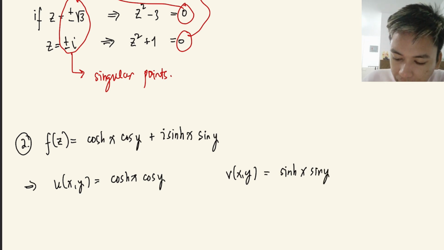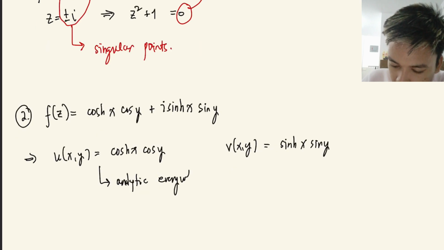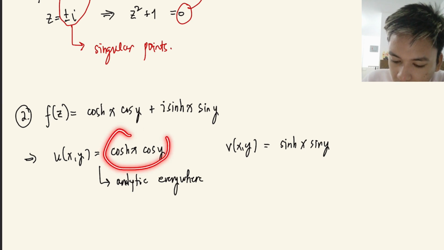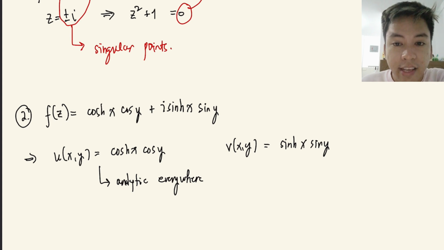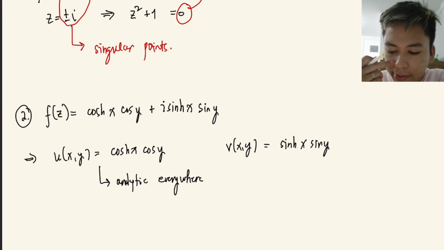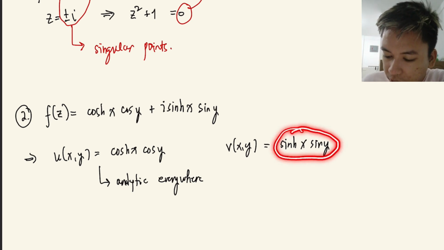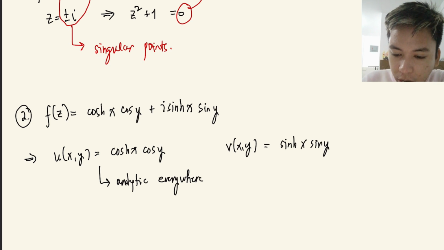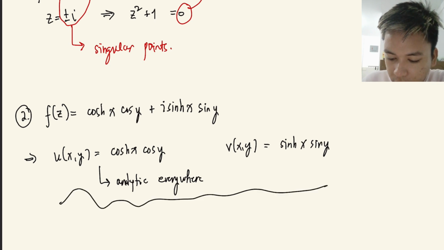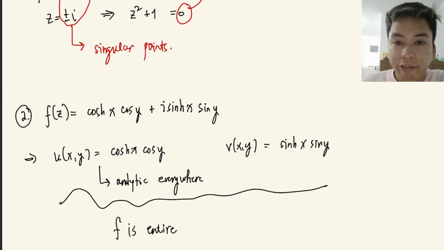Okay, and the message here is that we know for a fact that this is analytic everywhere. Why? Because the derivatives of cos x and cos y exist, and we should know that from our basic calculus class. And also the derivative of this one also exists. Therefore, our f here is entire because it's analytic everywhere.